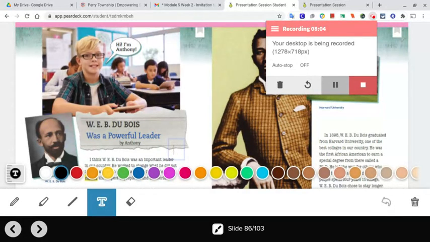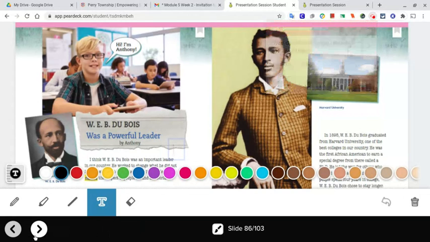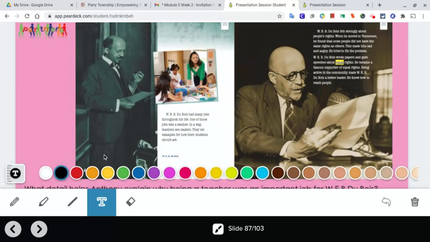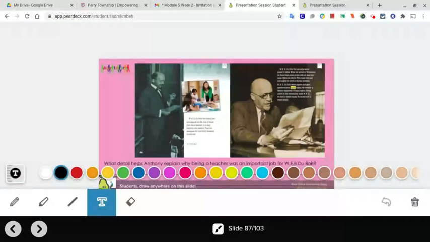He led the way for others who wanted an education. While most people spent 4 years in college, W.E.B. Du Bois chose to stay longer. This shows he was a hard worker. W.E.B. Du Bois had many jobs throughout his life. One of those jobs was a teacher. In a way, teachers are leaders. They set examples for how their students should act. W.E.B. Du Bois felt strongly about people's rights. When he moved to Tennessee, he found that some people did not have the same rights as others. This made him sad and angry. He tried to fix the problem.